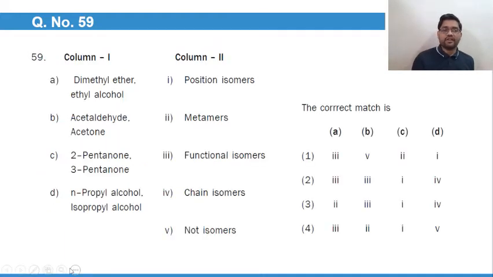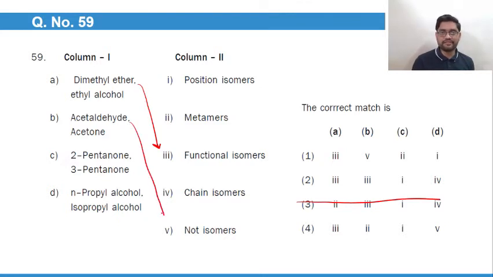59. Column 1, column 2. Column 2 talks about isomers, whereas column 1 talks about the two different isomers. Dimethyl ether and ethyl alcohol: we can clearly say that the functional group is changing. So A is 3. That means option number 3 is out of scope because A is 2. Aldehyde and ketone, they are not isomers. So B is 5, option 1. So we'll go with option number 1.